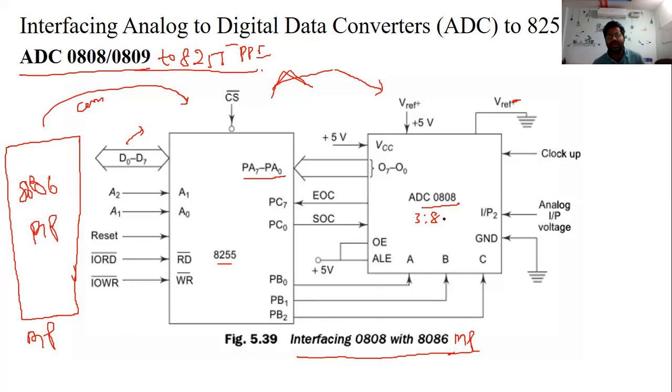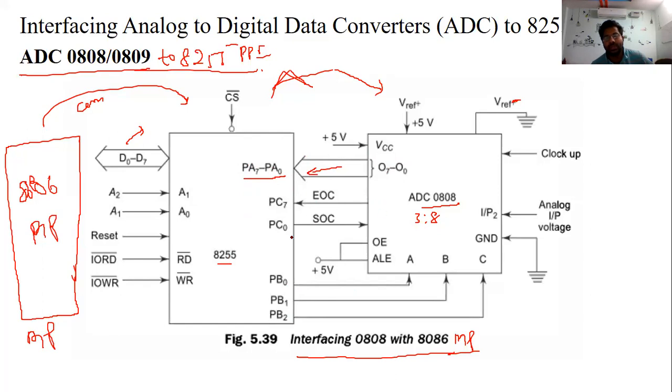Simply draw the ADC on one side and the 8255 on the other side. Just remember whether it is an input device or output device. It is an input device, so the arrow is like this. Again, which port are you going to connect to this 8255 PPI? Port A, you can use this one.